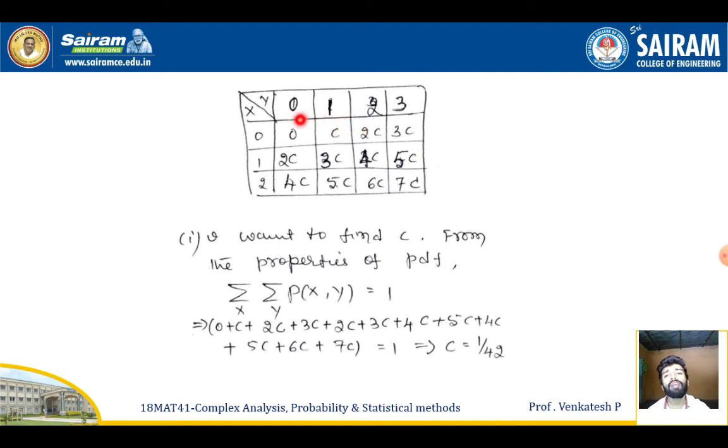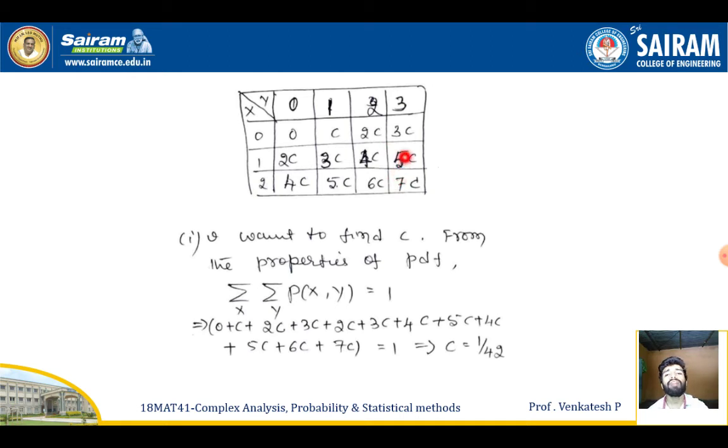So now if I replace x equal to 0, y equal to 0 in the function, I will get 0. If I replace x equal to 0, y equal to 1, I will get c. For x equal to 0, y equal to 2, I will get 2c. For x equal to 0, y equal to 3, I will get 3c. For x equal to 1, y equal to 1, I will get 3c. For x equal to 1, y equal to 2, I will get 4c. For x equal to 1, y equal to 3, I will get 5c. For x equal to 2, y equal to 0, I will get 4c. For x equal to 2, y equal to 1, 5c. For x equal to 2, y equal to 2, I will get 6c. For x equal to 2, y equal to 3, I will get 7c.